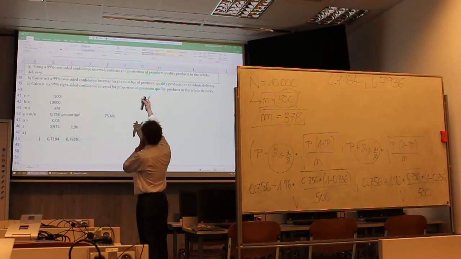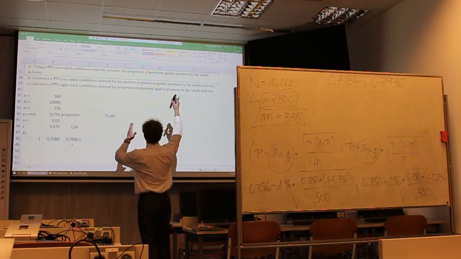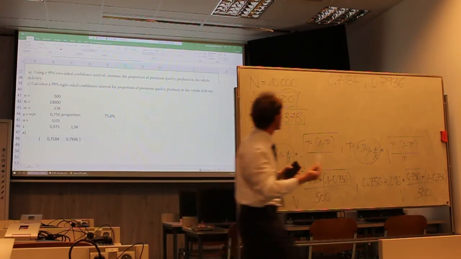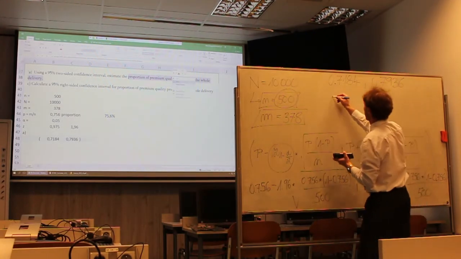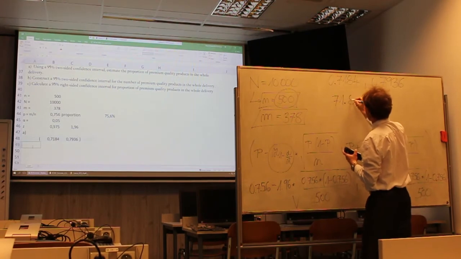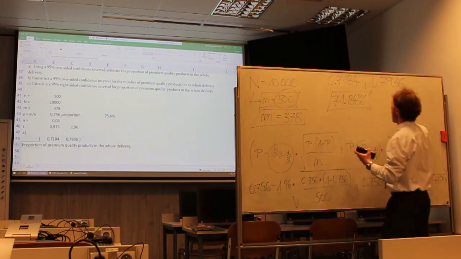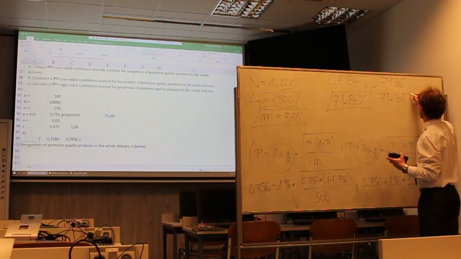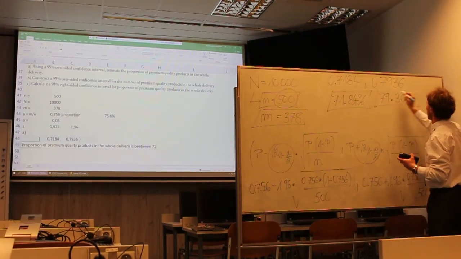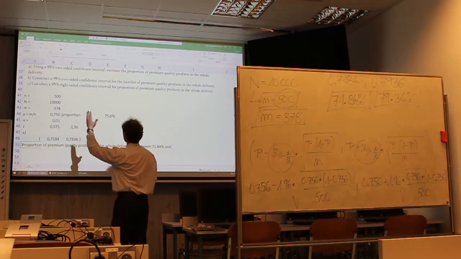Okay, what was the question? Using a 95% two-sided confidence interval, estimate the proportion of premium quality products in the whole delivery. Proportion of the premium quality products. So we can multiply these values by 100 and interpret in percent. 71.84% is the left side, left bound, and 79.36% is the right side. Yes, with confidence level 95%.